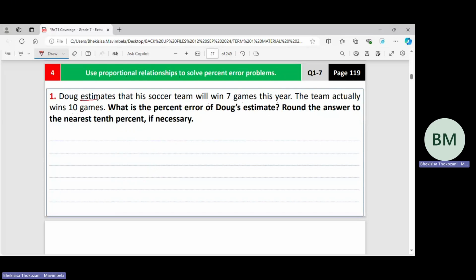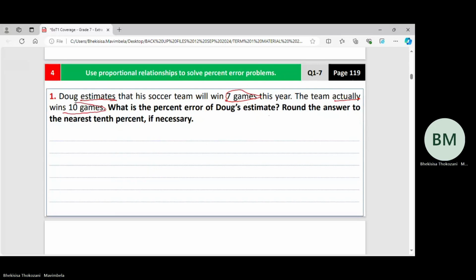We can see the word estimate. That's very important word. And we see this one here. This is what is estimated, 7 games, right? And the actual win was, so again, the word actual, very important. The actual win was 10 games, right? So what are they looking for here? They're looking for a percent error, okay?